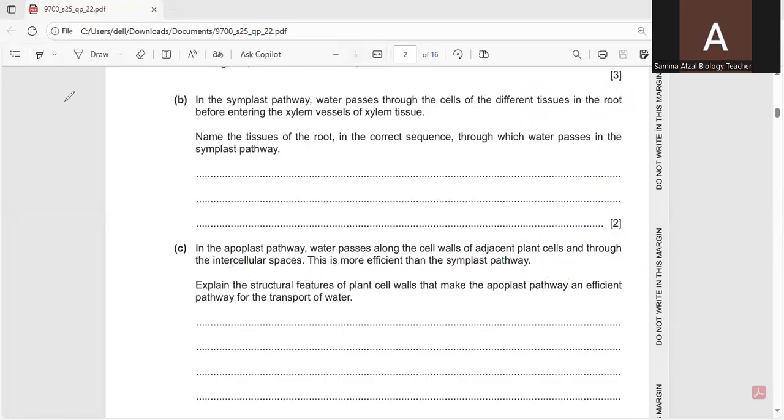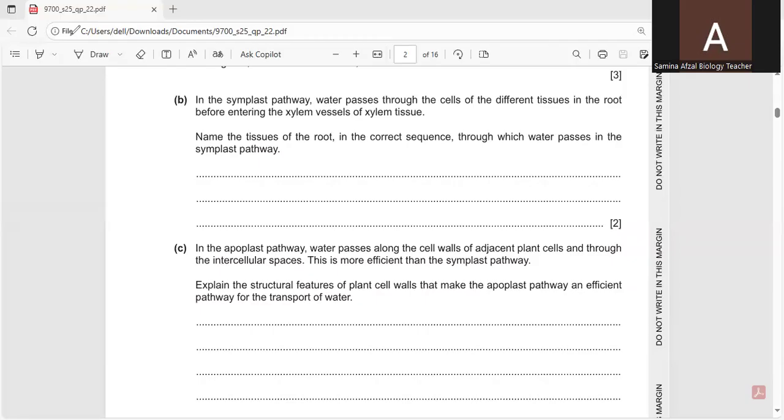In the symplast pathway, water passes through the cells of the different tissues in the root before entering the xylem vessels of xylem tissues. Name the tissues of the root in the correct sequence through which water passes in the symplast pathway. Already told you that in the symplast pathway, the water moves from cell to cell through cytoplasm and through the plasmodesmata. Plasmodesmata are special structures which are present between the two cells. These are the small holes which are present between the cell walls.